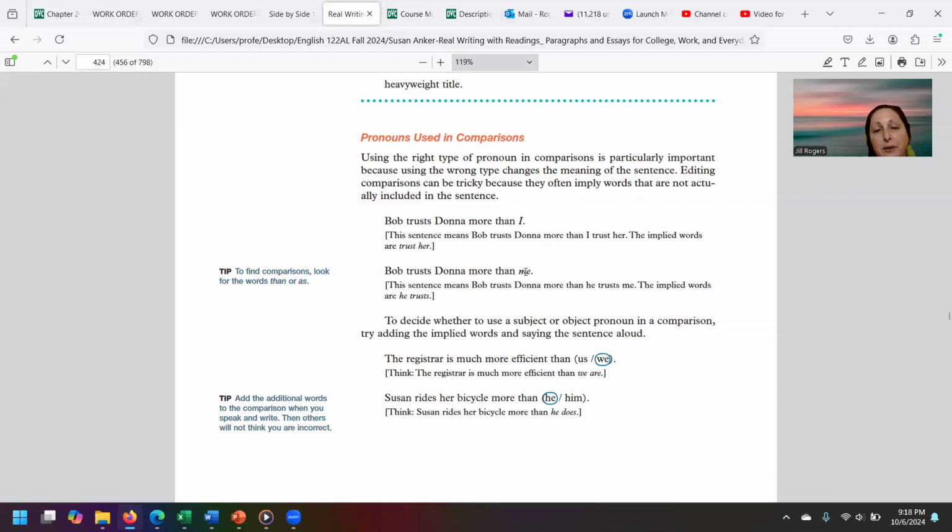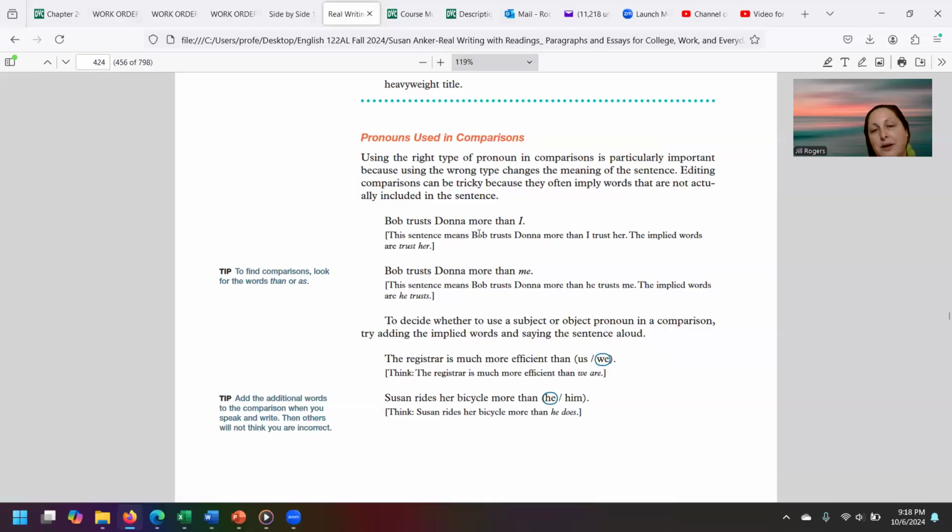Bob trusts Donna more than me. So that means Bob is the subject, Donna is the object, and also me is the object. In this case, it means this guy trusts the other lady more than he trusts me. Okay. But in the earlier case, it's different because this is the subject pronoun and it's showing that this person is the subject using trust. I think that's the more difficult one.